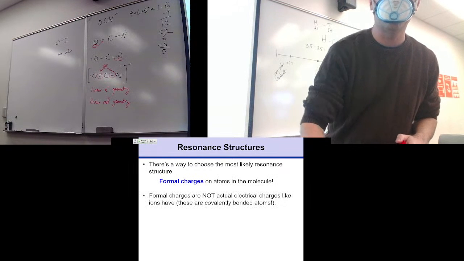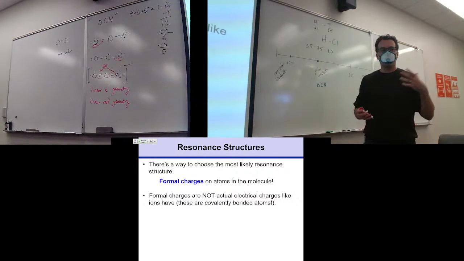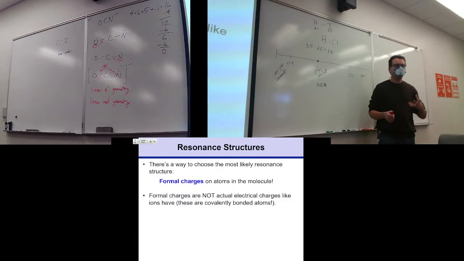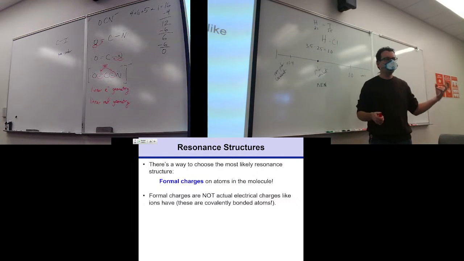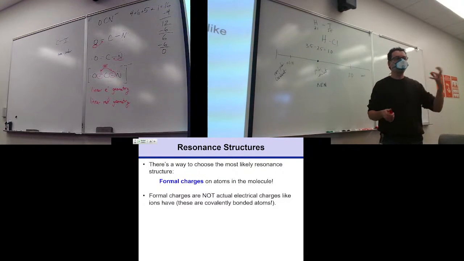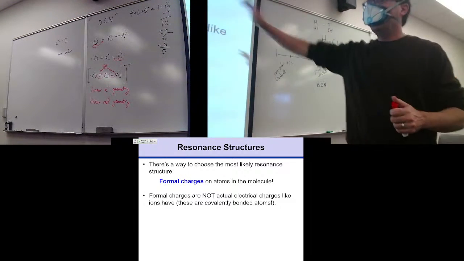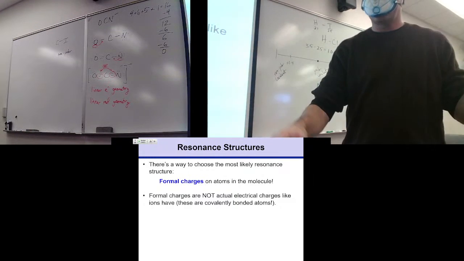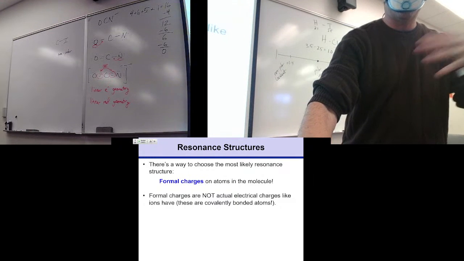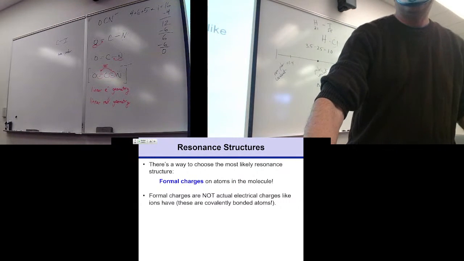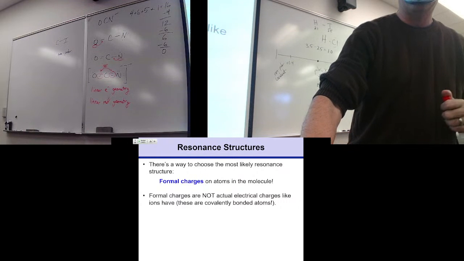So this is where we get to formal charges. Formal charges are a way to figure out whether a resonance structure that you've drawn is the correct one or the more appropriate one or not. So they're not electrical charges. These are just tools we use to visualize what's the most likely arrangement of electrons. That's it.